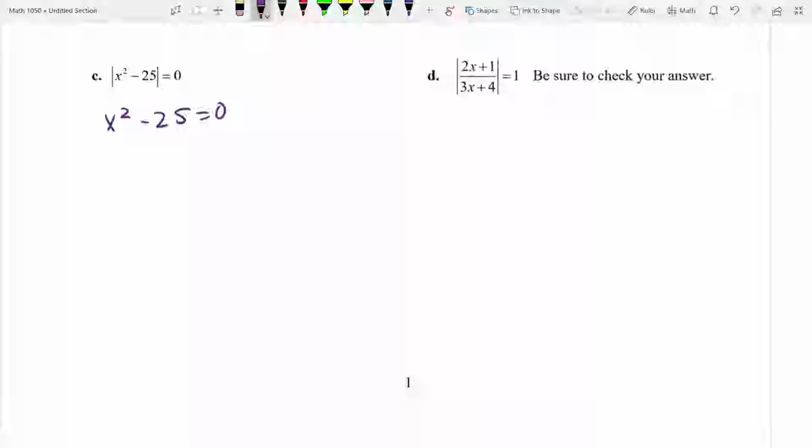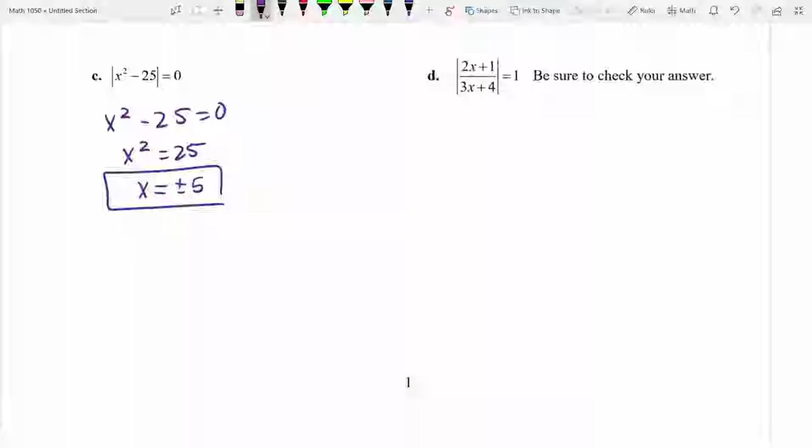There are 2 ways to solve this. I don't feel like one way is better than the other. You could factor it to x plus 5 times x minus 5. I always just pull my 25 over. I think it's easier. So I'm going to go x squared equals 25. Then I square root it, and I get x equals plus or minus 5. The square root of 25 is a 5.